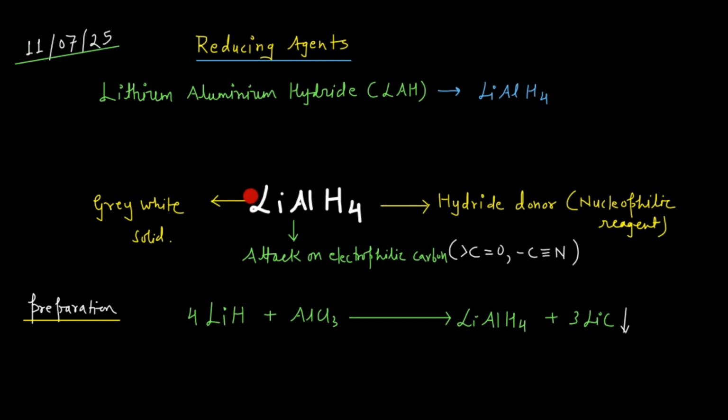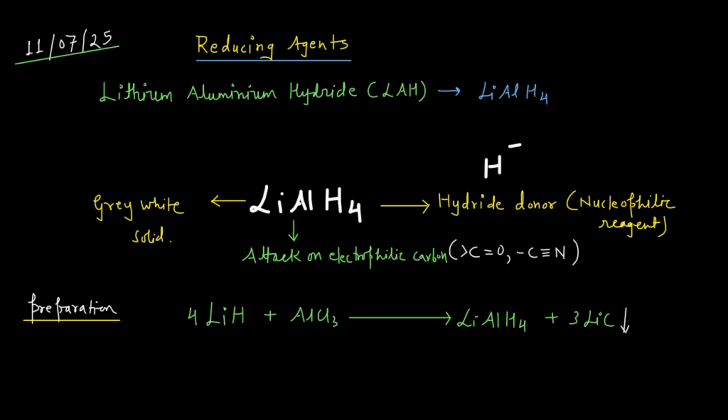See, this is the formula, lithium aluminium hydride, and it's a hydride donor. That means it will liberate H negative ion to the other compound. Since it is a hydride donor, I can write H with a negative charge here. So this is your hydride ion, and lithium aluminium hydride can donate this hydride ion. So it's a nucleophilic reagent. Because it is a negatively charged species, it can attack the electrophilic carbon.